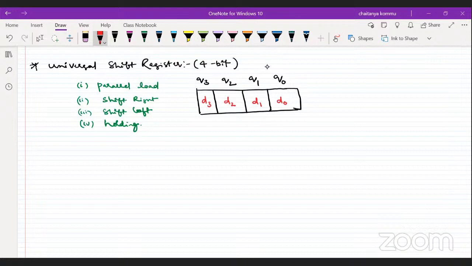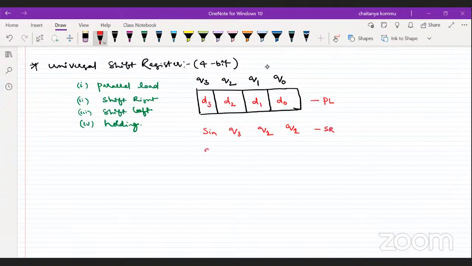What about a shift right operation? For example, I want to perform a shift right operation on this particular Q3, Q2, Q1, Q0. Then what will happen? The serial line data is entered into this one, and Q3 is occupied here, Q2 is occupied here, Q1 is occupied here. Agreed? This is parallel loading, PL. This is called shift right operation.